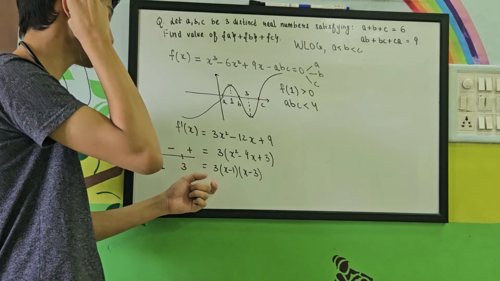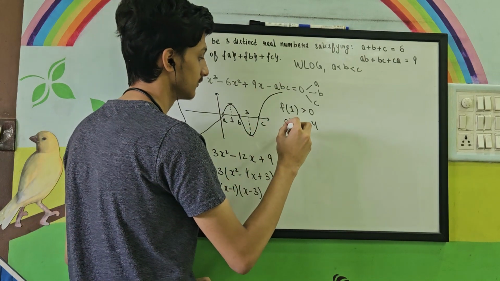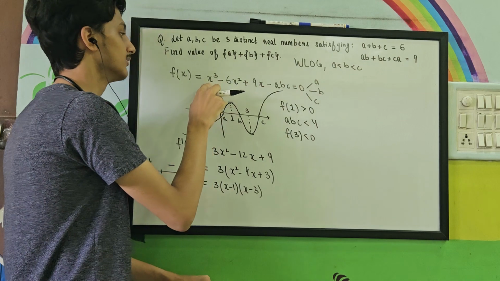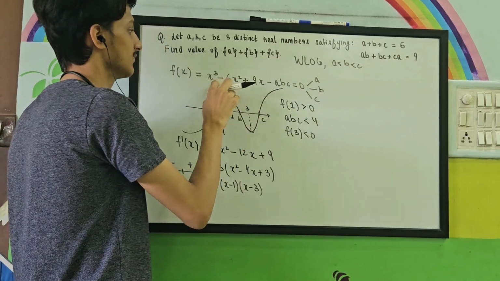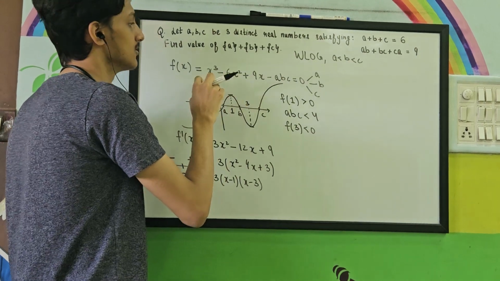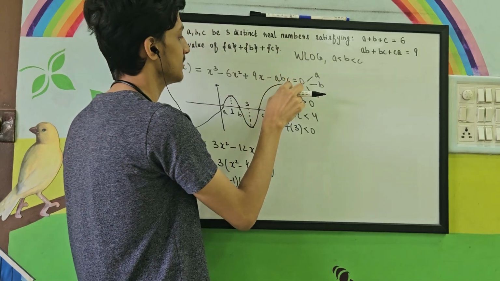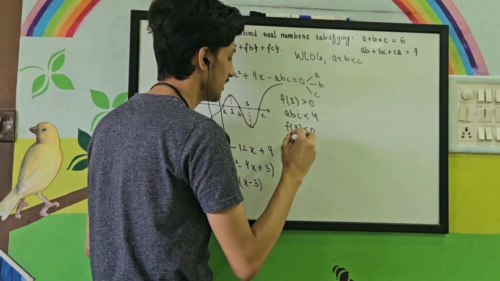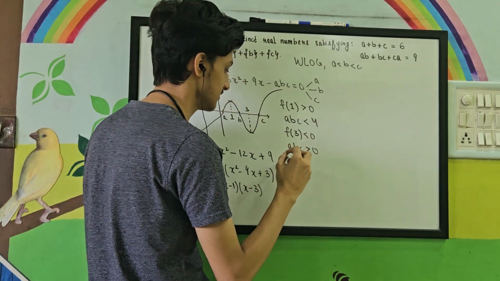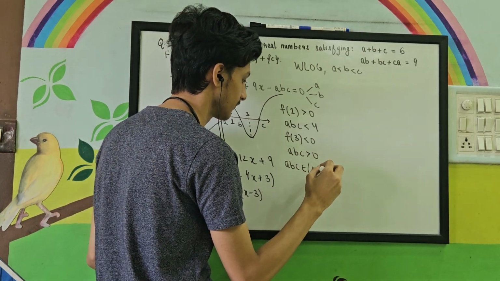Next, the minimum condition, which is f of 3 should be less than 0. Three cubed plus 9 into 3, 27 plus 27, 54, minus 6 into 9, 54. So therefore this entire thing becomes 0, whereas over here we have minus ABC lesser than 0, or ABC itself is greater than 0. So from this discussion we just established that ABC lies between 0 and 4.